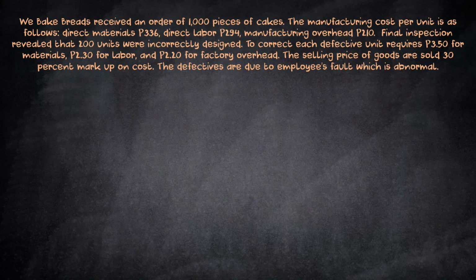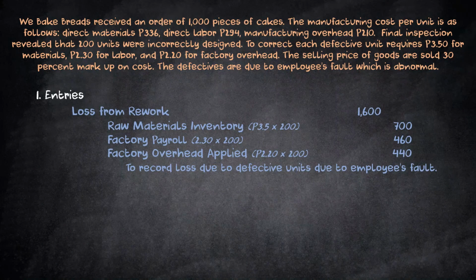So, unahin natin gawin ang ating entry. Ang ating entry ay debit sa loss from rework, credit, raw materials inventory, factory payroll, and factory overhead applied. So, kapag abnormal po ang ating loss, hindi natin ita-charge kay work in process, hindi rin natin ita-charge kay factory overhead control, kung hindi ita-charge po natin kay loss from abnormal rework.